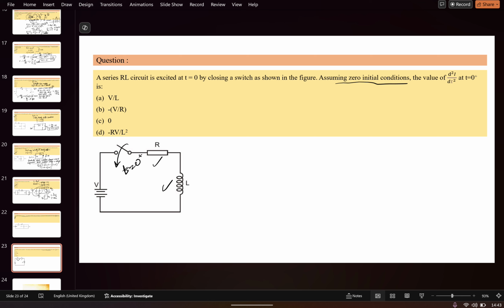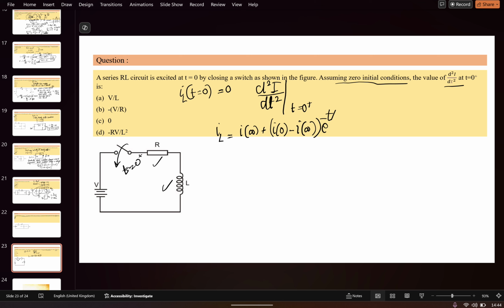It means that IL at t is equal to 0 is equal to 0 because it's open circuited. The value of d square I by dt square at t is equal to 0 plus is being asked. So what is the correct standard equation of IL? IL is equal to I infinity plus (I 0 minus I infinity) e to the power minus t by tau. What is the value of tau here? Tau is equal to L by R.